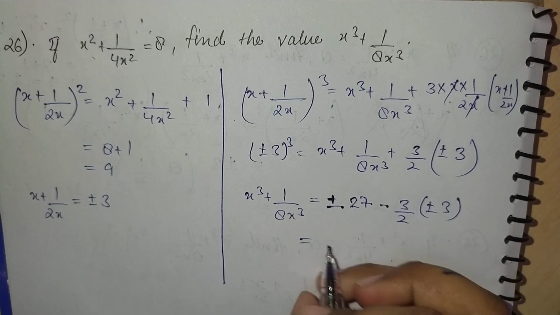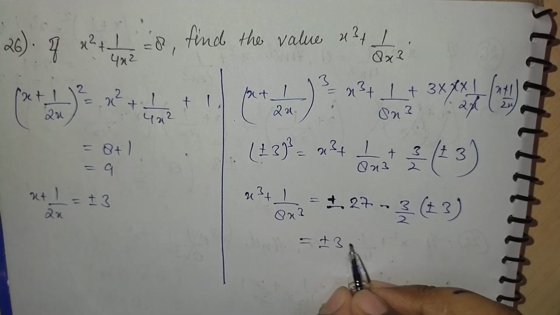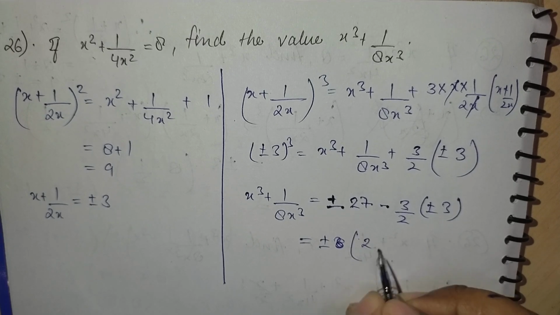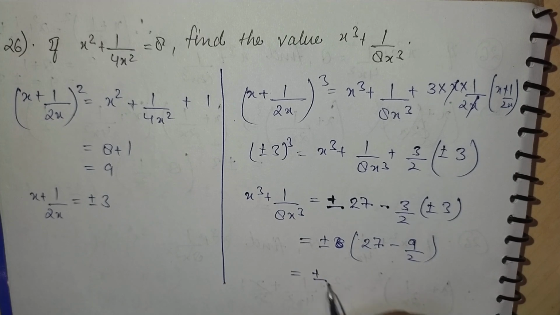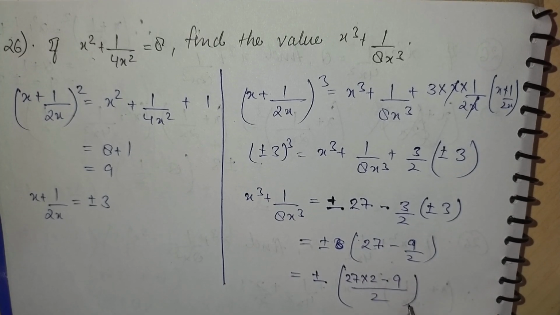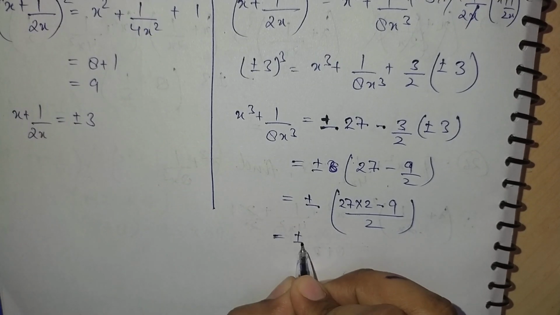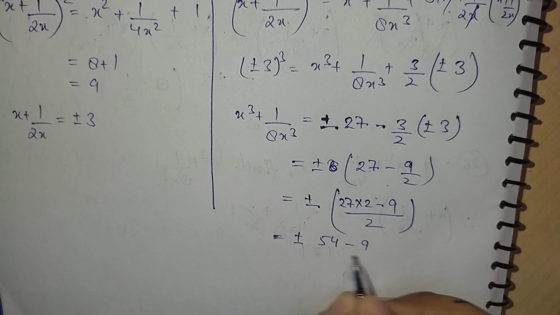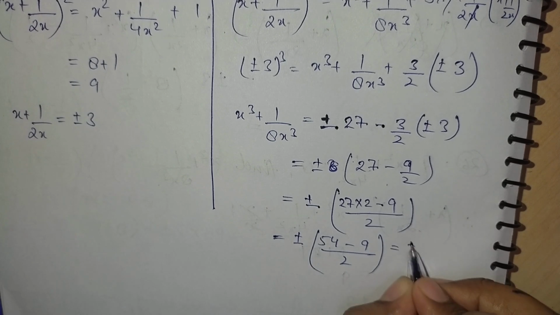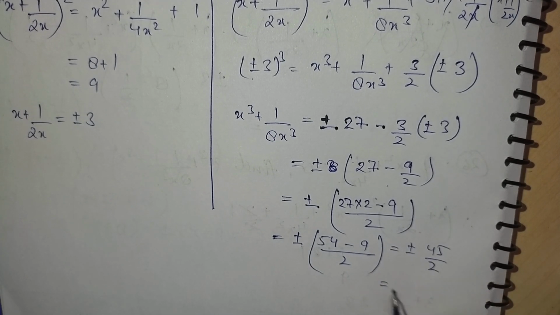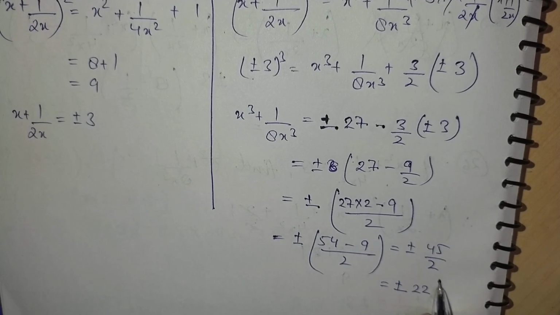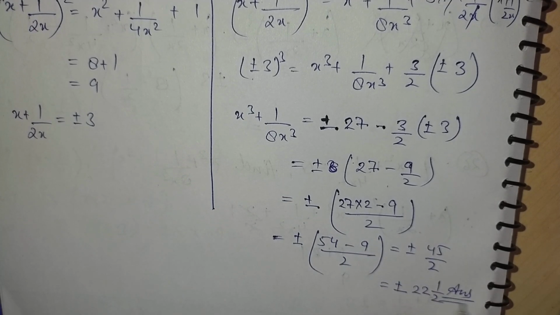So we will take plus minus 3 as common here, and we will get 27 minus 9 by 2 equal to plus minus 27 into 2 minus 9 by 2. Here we will get plus minus 54 minus 9 divided by 2 equal to plus minus 45 divided by 2 equal to plus minus 22 and a half is the answer in this question.